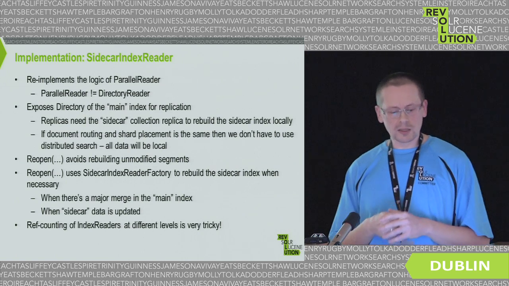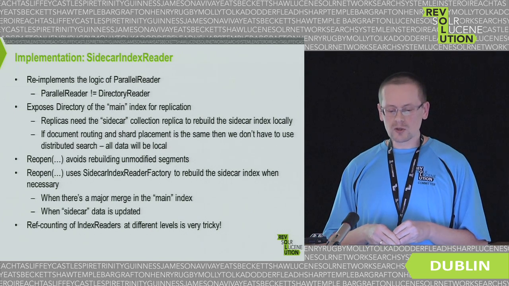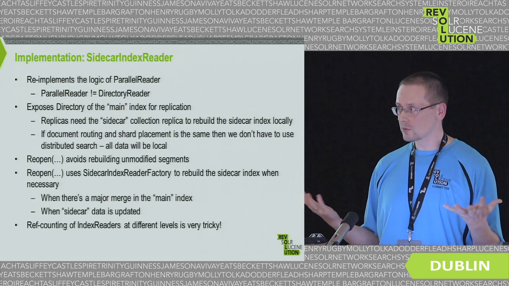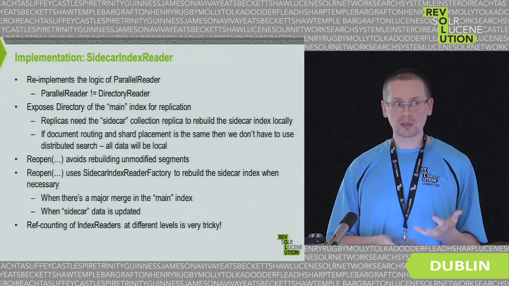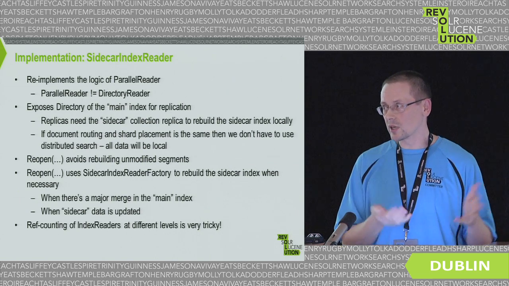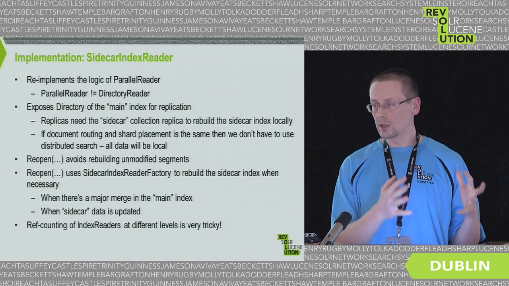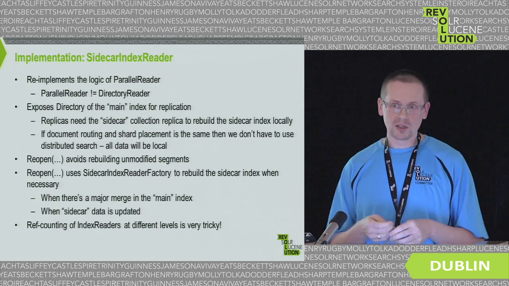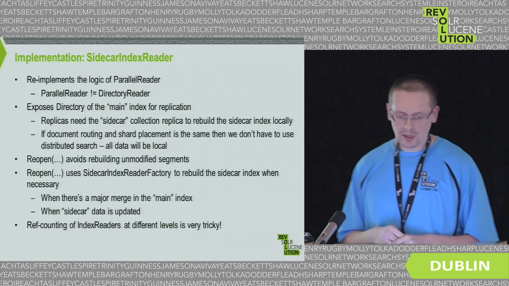As I mentioned, the implementation of reopen avoids rebuilding unmodified segments, and it uses the sidecar index reader factory for the full rebuild, which is unfortunately sometimes necessary. For example, if there was a major merge event on the main index, then the composition of the main index is completely different. Instead of segments 0, 1, 2, suddenly you have only one large segment 3, which doesn't match any of the existing segments in the sidecar index. So basically you have to rebuild the sidecar index from scratch in that case.